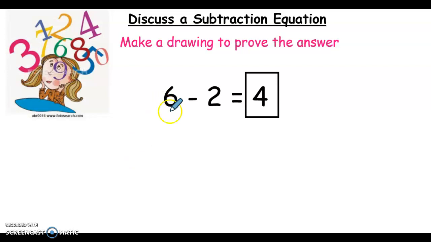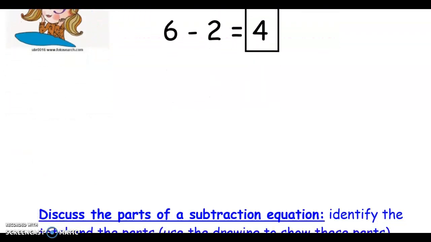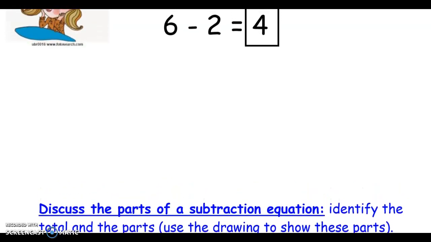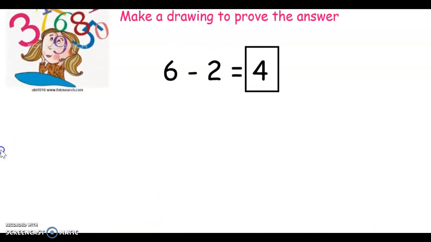We need to talk about subtraction equations. We've been practicing a little bit already, and we're going to make a drawing to prove our answer. And we also have to discuss the parts of the subtraction equation, talking about the total and the 2 partners.